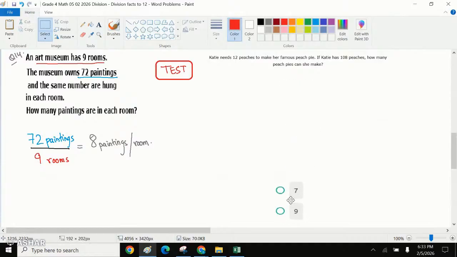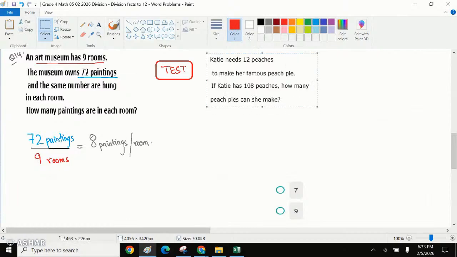If the two given options are 7 and 9, Katie needs 12 peaches to make her famous peach pies, and she has 108 peaches. How many peach pies can she make? Okay, I'll rephrase. This is our question number 1. We have two options, option A and option B. So she can make how many? 7 peach pies, or she can make 9 peach pies. What should be the correct answer?